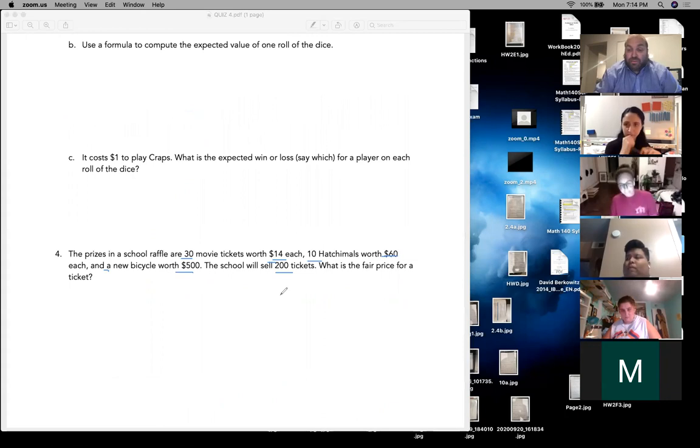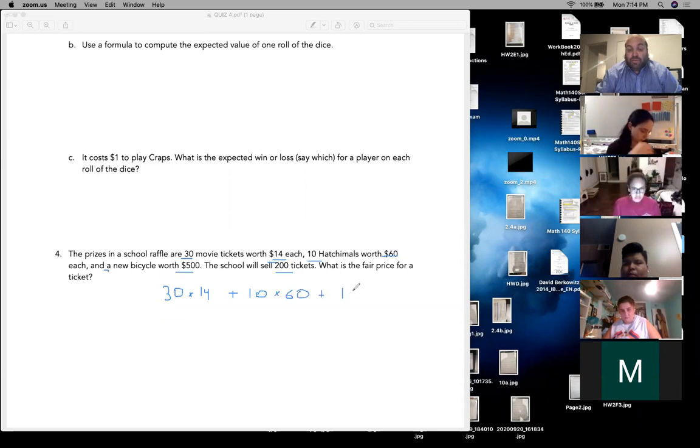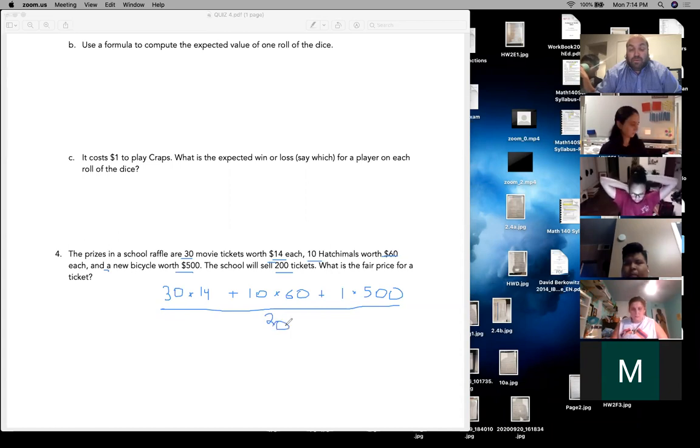Well, the fair price for a ticket would be, we did a problem like this. You take the total cost of all the payouts, which is 30 tickets for $14 each, 10 tickets for $60 each, and 1 bicycle for $500. And you divide that by the total number of tickets sold. If you do it correctly, it should be $7.60.